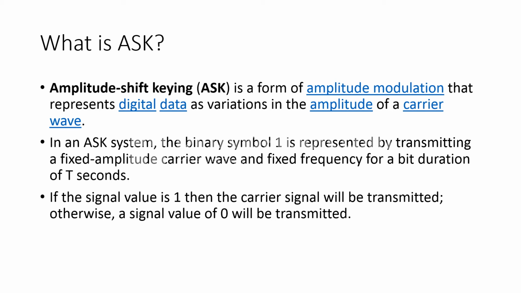So what is ASK? Amplitude Shift Keying is a form of amplitude modulation that represents digital data as variations in the amplitude of a carrier wave. In an ASK system, the binary symbol 1 is represented by transmitting a fixed amplitude carrier wave of fixed frequency for a bit duration of T seconds. If the signal value is 1, then the carrier signal will be transmitted, otherwise a signal value of 0 will be transmitted.